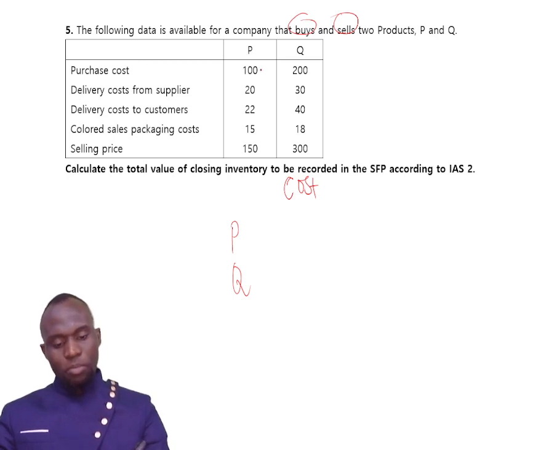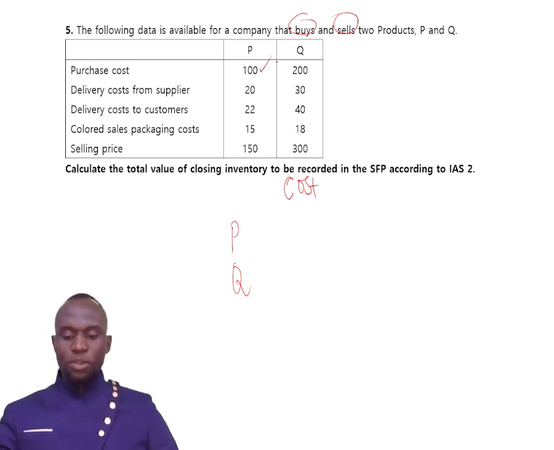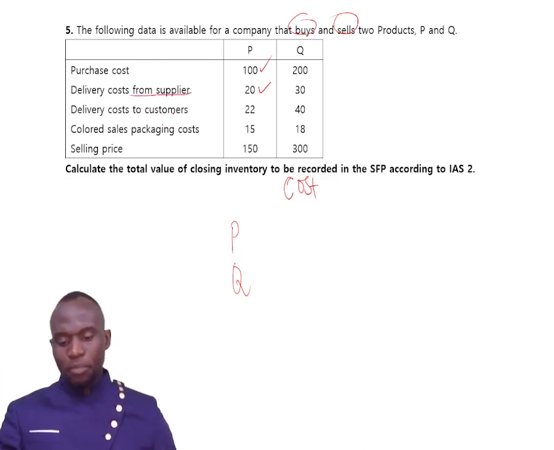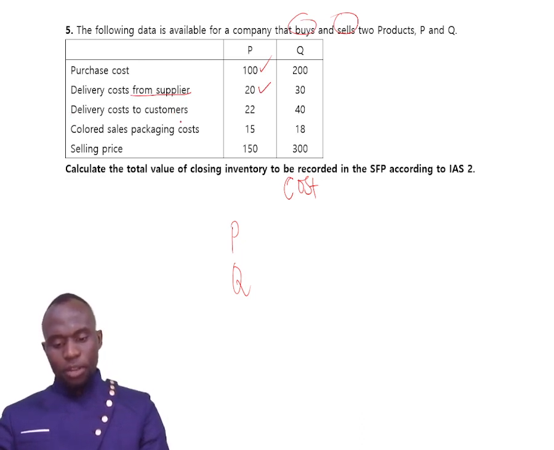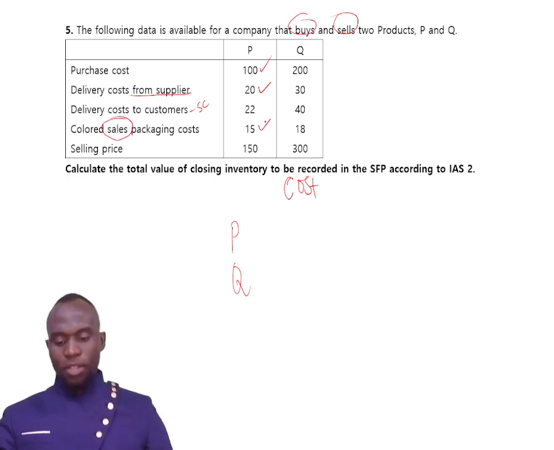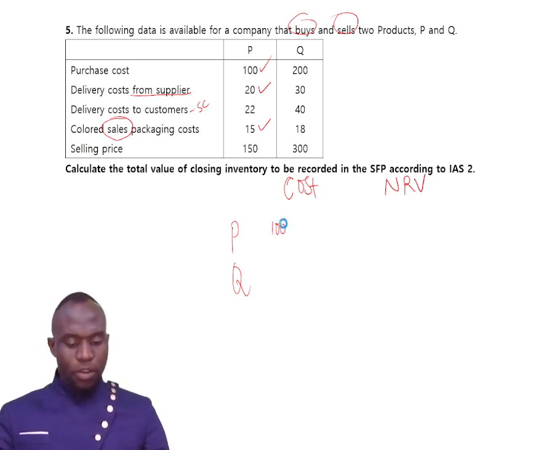Now total cost for P would be the purchase cost, plus the $20 delivery from the supplier. Delivery to customers would be a selling cost. Card sales packaging: we need to pack the product before we can sell it, so that would be part of the cost. Then selling price, we shall need it to calculate the net realizable value. So total cost for product P is going to be $100 plus $20 plus $15, giving us 135.